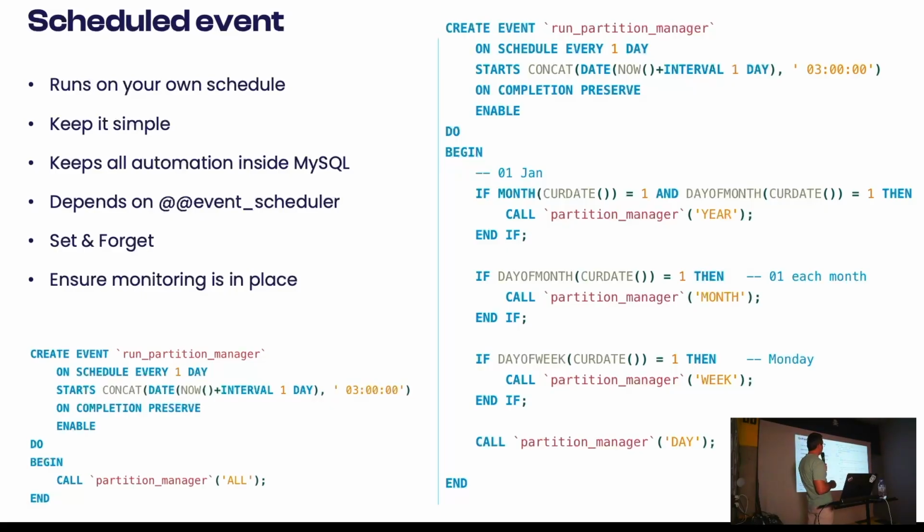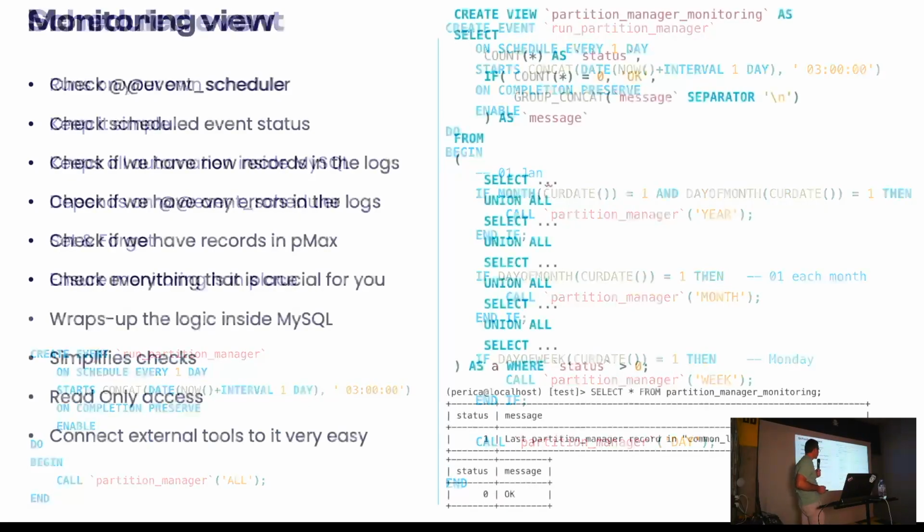Or you can complicate it a little bit and provide something like this. If I have partitions that must be managed on a yearly level, I want to do this once a year, so maybe on the 1st of January. If I have partitions by month, then I need to process them once a month, so not every day. And weekly and daily: if I execute this every day, I want to manage the daily partitions every day.